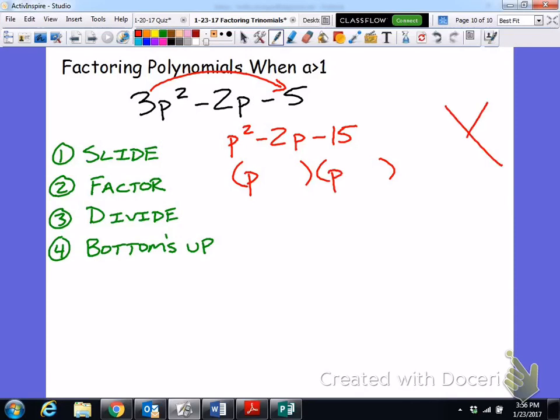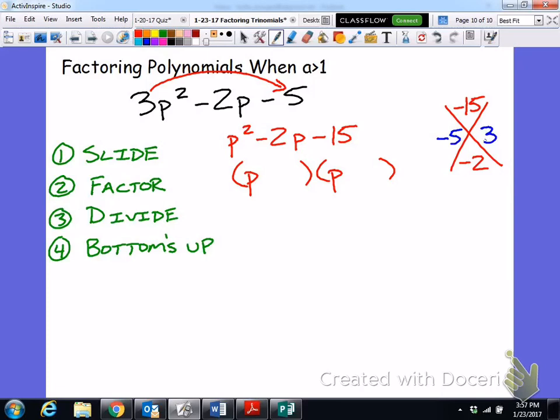Then we draw our x over on the side. We put our c value up top, which is negative 15, and our b value on the bottom, which is negative 2. And we're looking for two numbers that multiply to negative 15 and add to negative 2. So it's going to give us a negative 5 and a positive 3. Negative 5 times 3 is negative 15. Negative 5 plus 3 is negative 2.